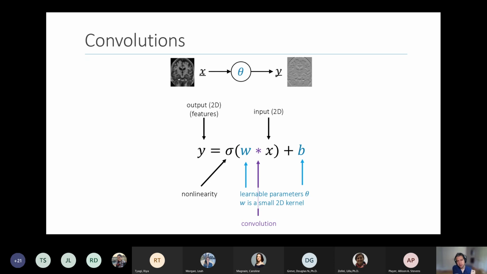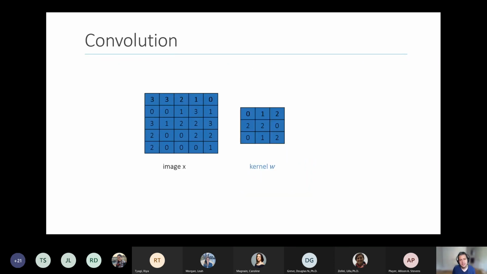If you haven't seen convolutions before, I'm going to give a very short, intuitive introduction to how it works. I'm going to do away with equations. Let's assume the matrix on the left is our image. It's a small image, 5 by 5. The matrix on the right is our little kernel, W.